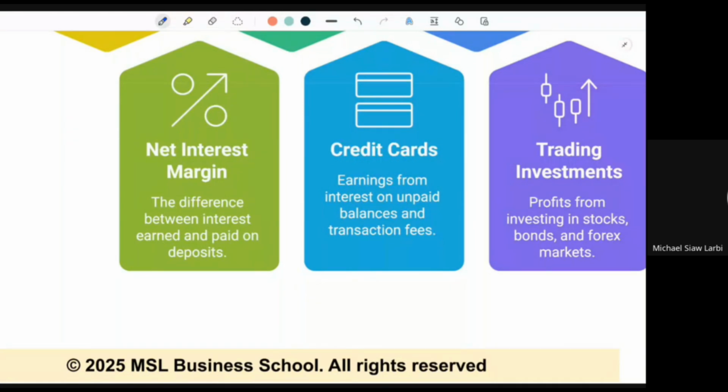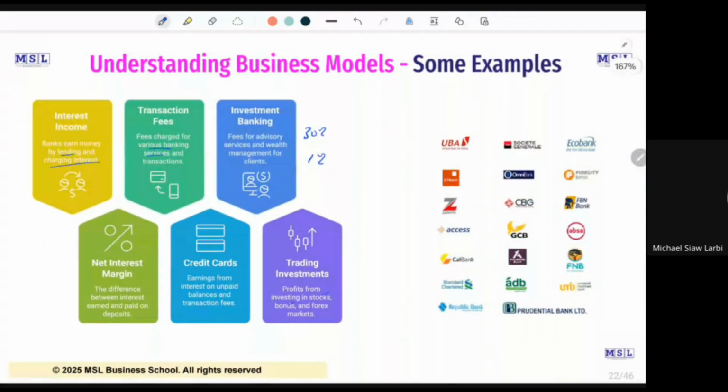Then some banks who have credit cards, they earn interest from what? Unpaid balances, and credit card fees can be very high. Then some banks have trading divisions, so they make money from trading stocks, bonds, foreign exchange, right? So you can see the way banks make money is also very different.